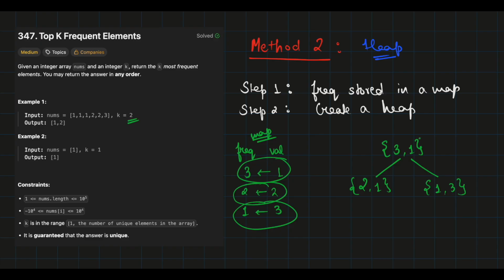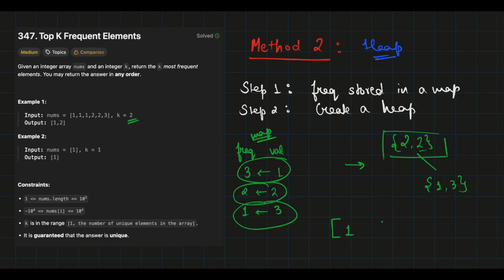So we need the two most frequent elements. So we know that the most frequent element will always be at the top. So what we'll do is pop this one and store it in our answer. So 1 will be stored in our answer, and this will be a new heap. Now the frequency 2 is at the top and the frequency 1 is at the bottom. So we have at the top the second most frequent element. So it is 2. So we'll store it in the answer.